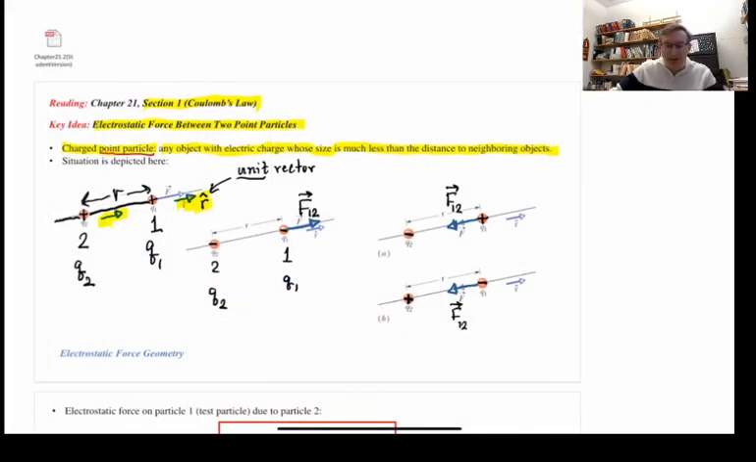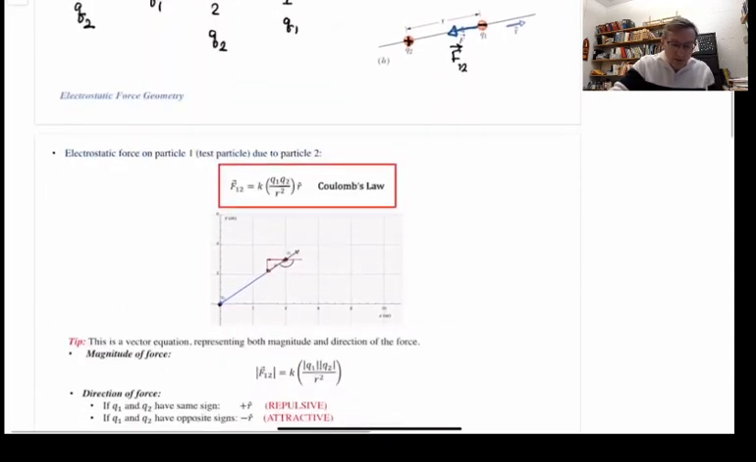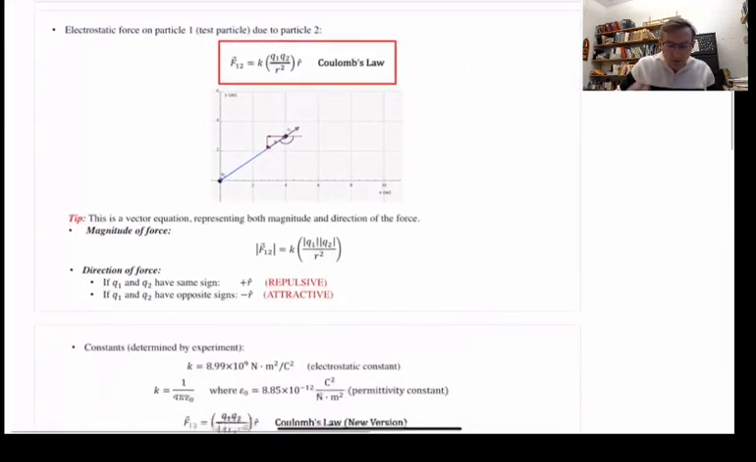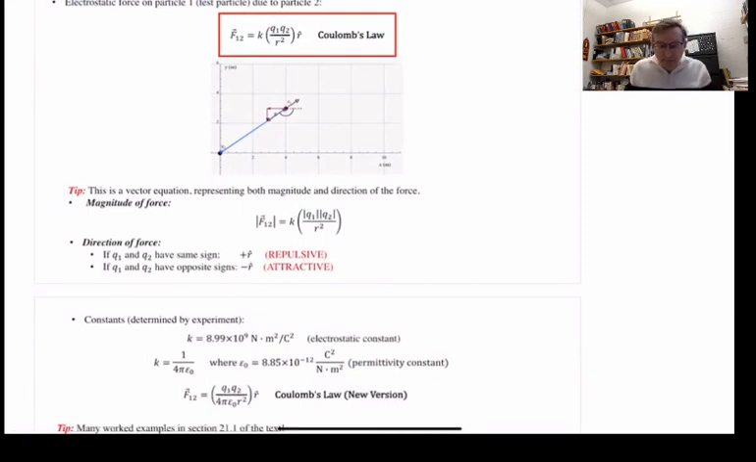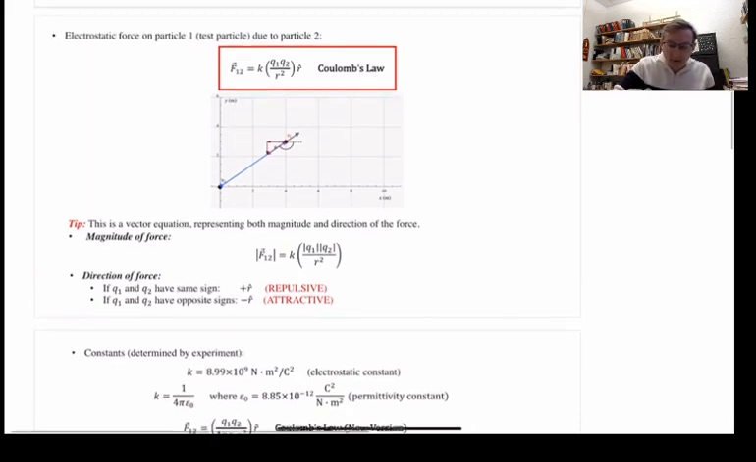All right, so now we're back to my OneNote slides, and I want to write down for you now the famous expression known as Coulomb's law. That is the mathematical formula for the electrostatic force on particle 1, which your author calls the test particle, due to particle 2. Like the little drawing I have below.